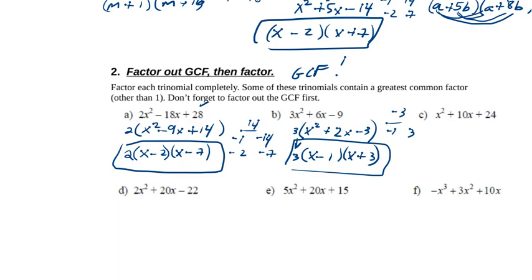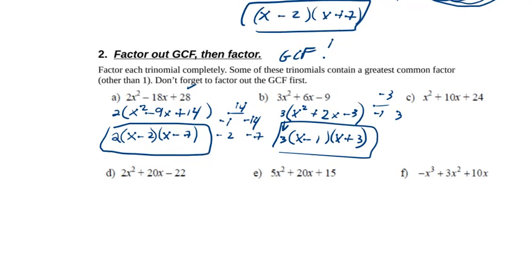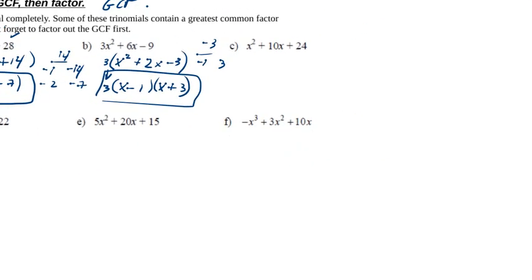Okay, let's skip some of these just for the sake of time. Let's look at F right here. On F, it is in descending order for the variable: x cubed, x squared, x. But there is a GCF. You can take out an x.